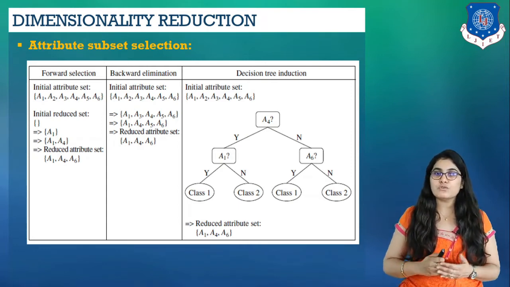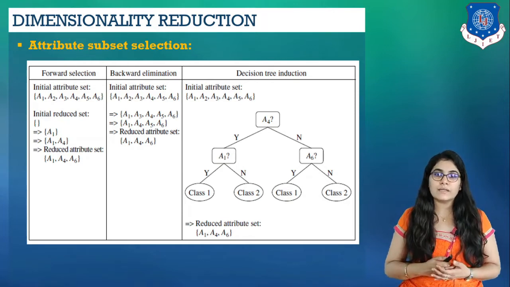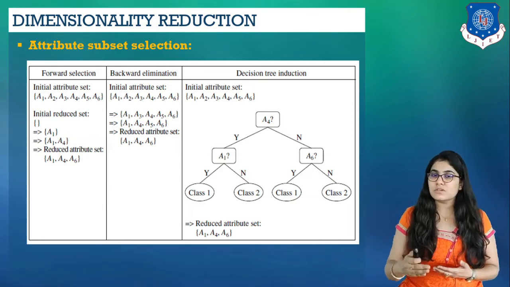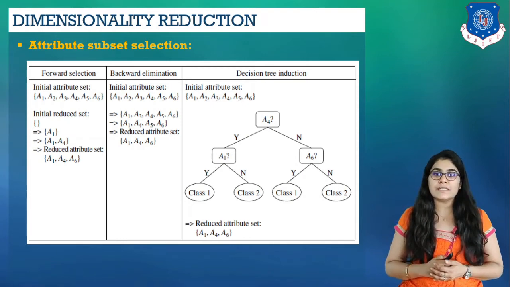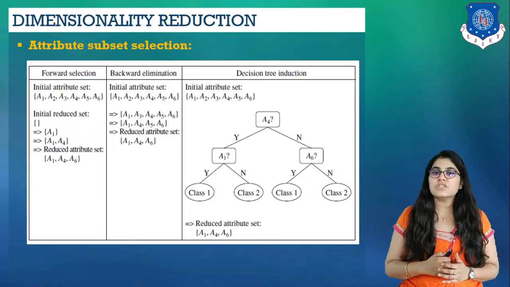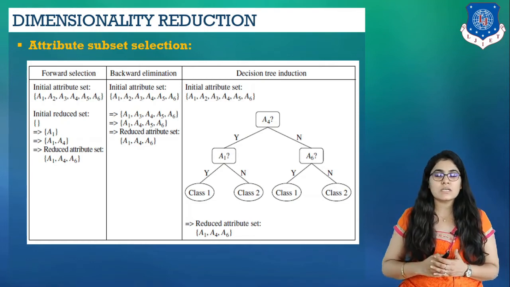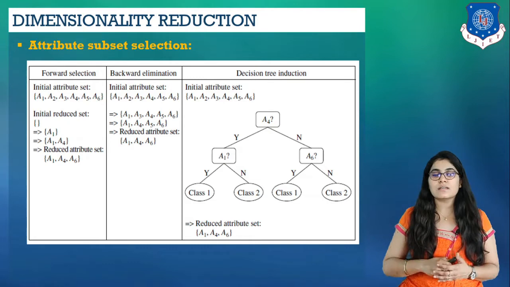Next is combination of forward selection and backward elimination. The stepwise forward selection and backward elimination methods can be combined so that at each step, the procedure selects the best attribute and removes the worst from among the remaining attributes. And the last method is decision tree induction. Decision trees were originally intended for classification. Decision tree induction constructs a flowchart-like structure where each internal node denotes a test on an attribute and each branch corresponds to an outcome of the test, as well as each external node denotes a class prediction.